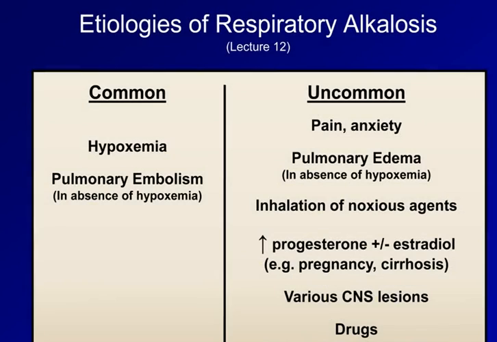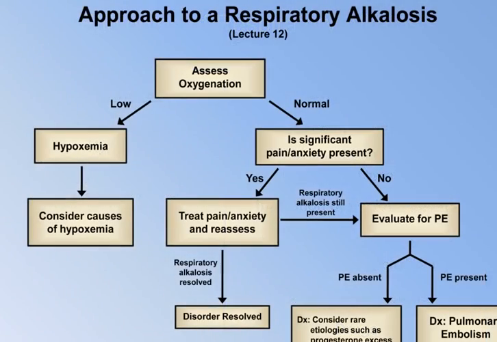Finally, in Lecture 12, I did not provide a flowchart but simply listed etiologies as being either common or uncommon, with all but hypoxemia and pulmonary embolism being quite rare. However, here is a simple flowchart one could use instead.